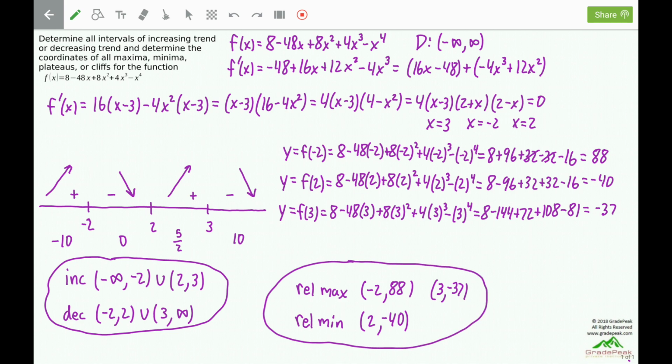So we have 2 relative maxima, negative 2 comma 88 and 3 comma negative 37, and 1 relative minimum at 2 comma negative 40.